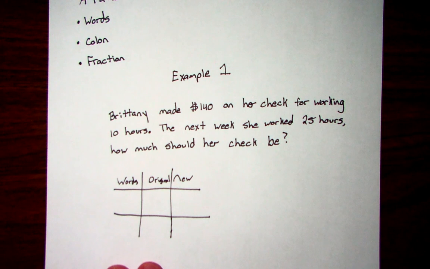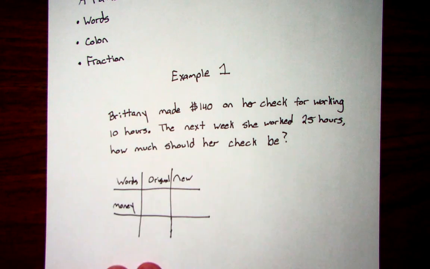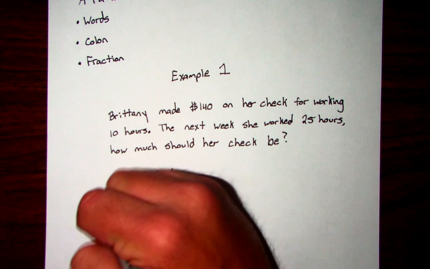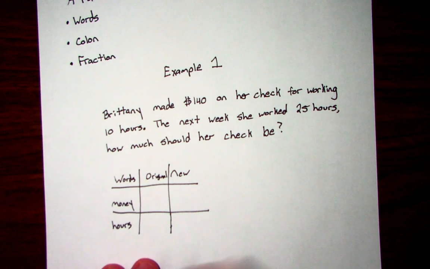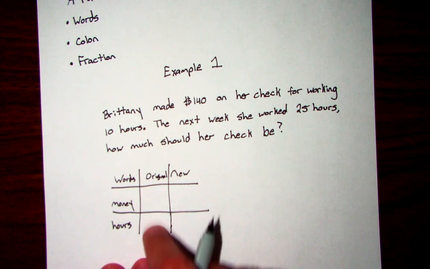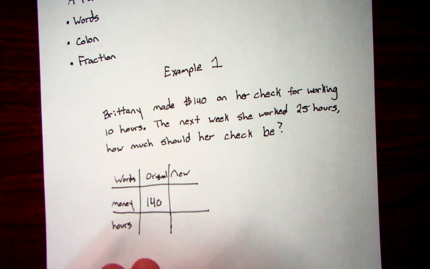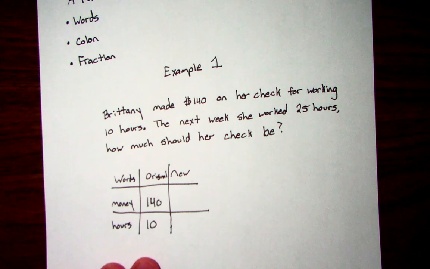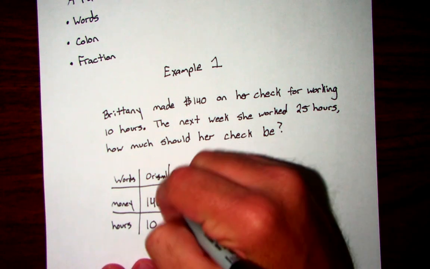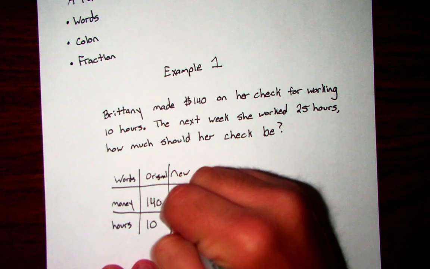Now on this example, we are comparing two things. We're comparing how much money she made, and we're comparing that to how many hours she worked. Okay, well, the original information. What information does it give me? Well, it says she made $140 for 10 hours of work. The question asks us, how much should she make? So this is what we're solving for if she works for 25 hours.